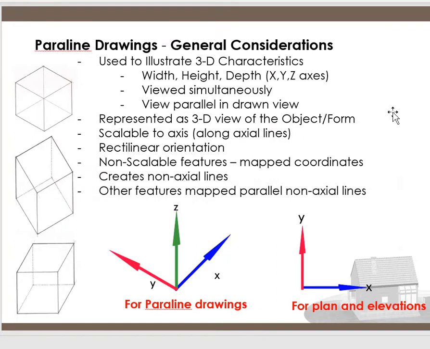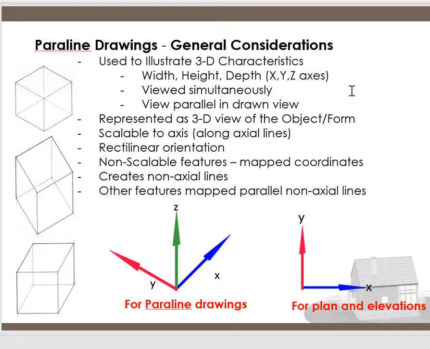Paraline drawings, the general conditions for a paraline. What does this mean, paraline, like a parallel line drawing? So we use this when we take a drawing and we tilt it and we move it. We tilt it and now we have created multiple views. So a paraline drawing, the general conditions: used to illustrate 3D characteristics. It has a width, a height, and a depth.